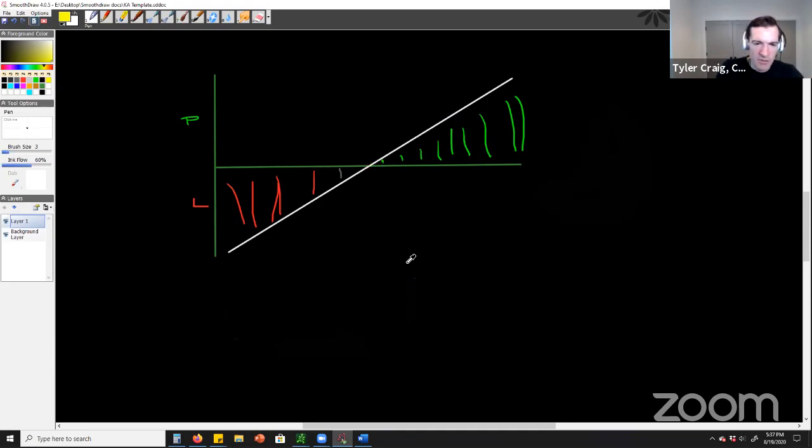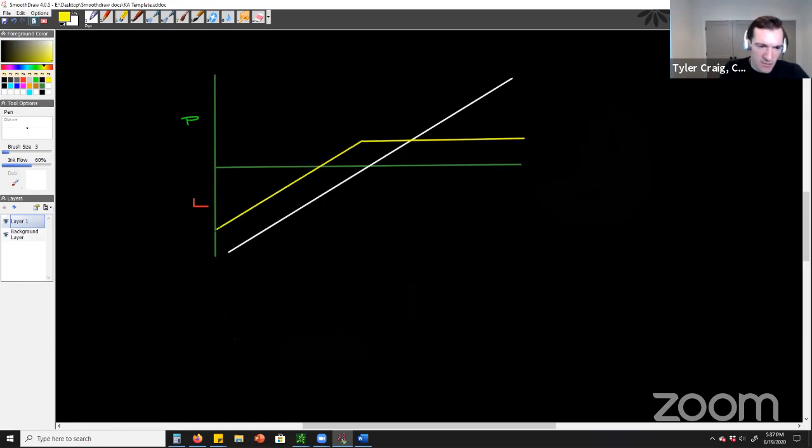What does a naked put look like? If you sold a naked put instead of long stock, you would not have the same upside, because we know that a naked put has limited reward. So the profit line for a naked put would be like this yellow line, and then if the stock drops a certain amount, it's going to look like this.